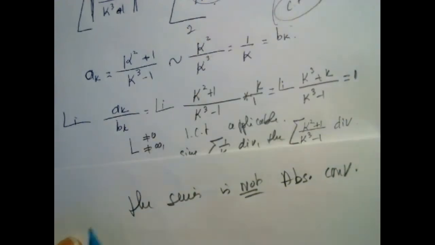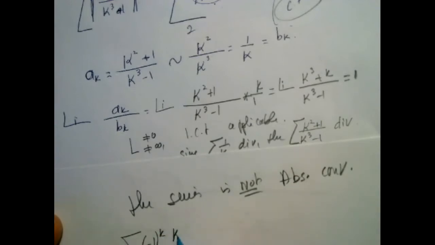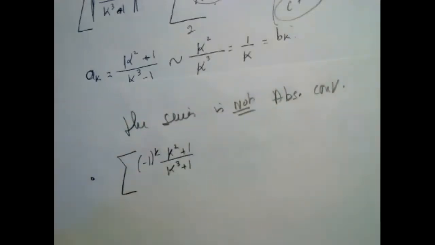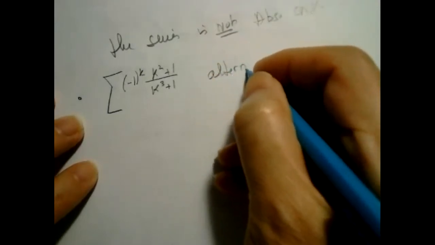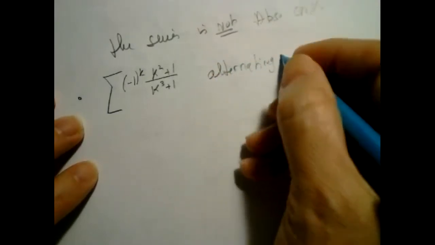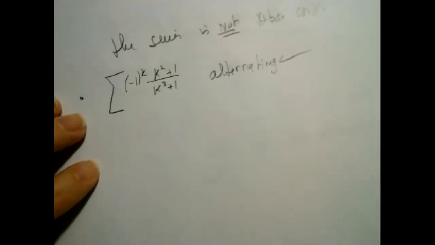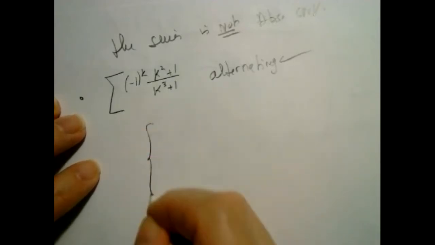So now I have to check it without the absolute value. This is step number 2. Does it converge without absolute value? Yes, it converges, because of the alternating series test. Exactly, absolutely correct. This one is alternating, that's the only thing we know what to do with. The terms go to 0.